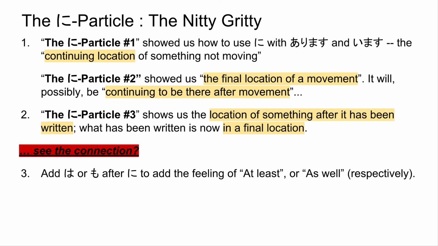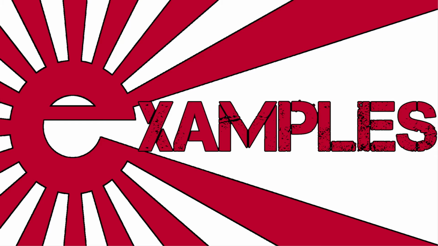Just like in every single other ni video, you can add wa or mo after the ni to add the feeling of at least with the wa particle. So I wrote it here, but not here, or something like that. Kami ni wa kaita kedo, mune ni wa kakanakatta. I wrote it on the paper, but not on the chest, I guess is what Fiora says. Or mo would be as well as there. So she wrote it on the paper and on my chest with the sword, and it hurt. Ow! Alright, here's some examples!